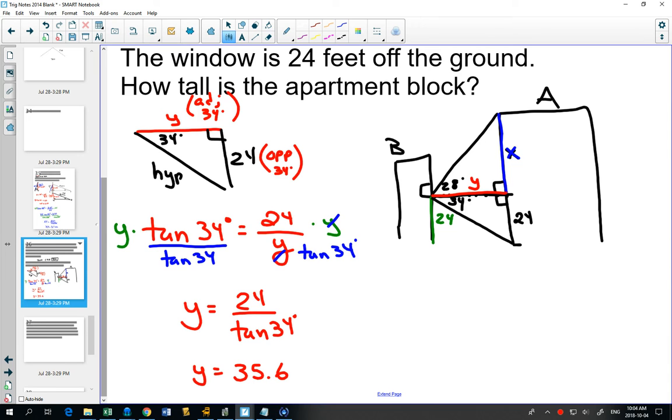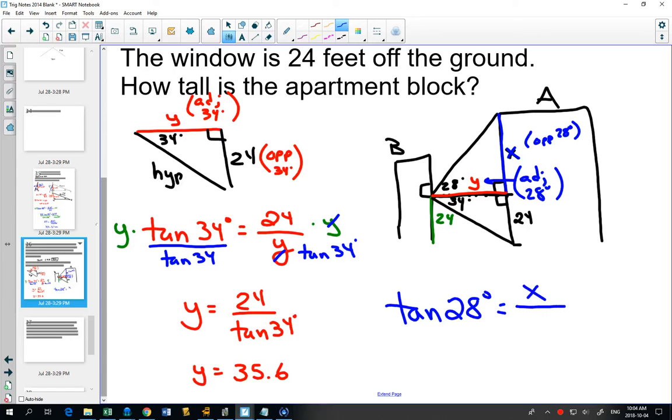And now that we've found the 35.6, I'm going to solve for x. I'm going to switch to the color blue. X is opposite the 28 degrees. The y that we know is adjacent the 28 degrees. Opposite and adjacent, we have to use our tan ratio again. So using blue now, tan of 28 degrees. Opposite side is the x, which I want to solve for. The adjacent side, which is the y, is my 35.6.